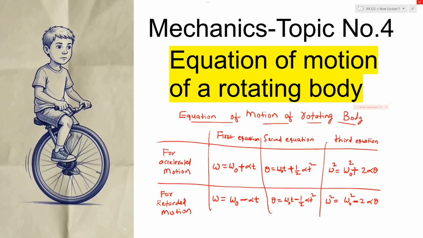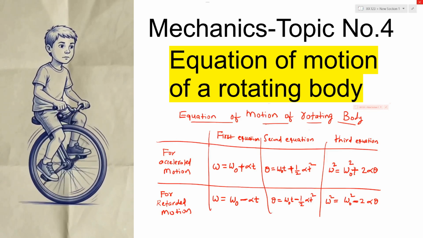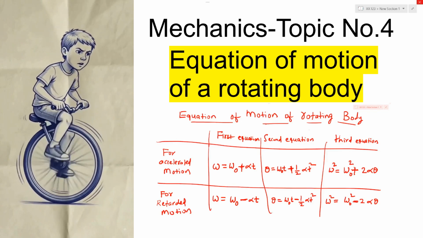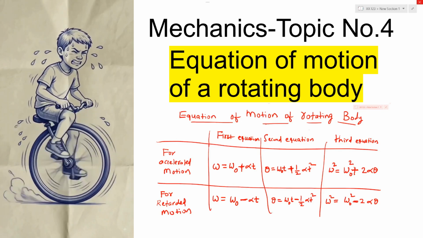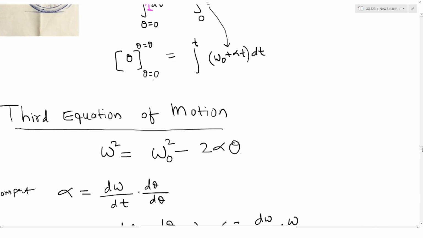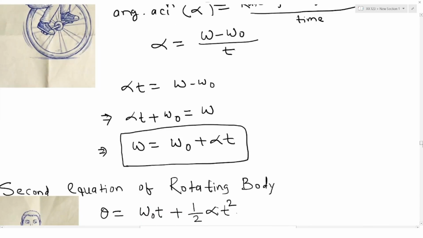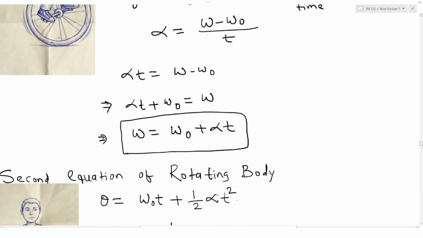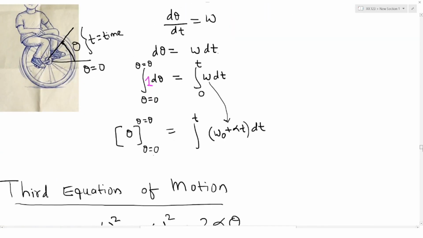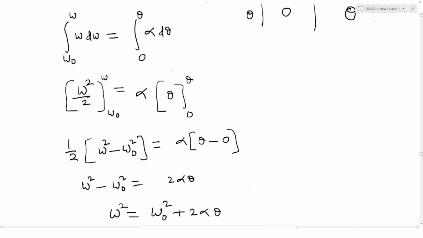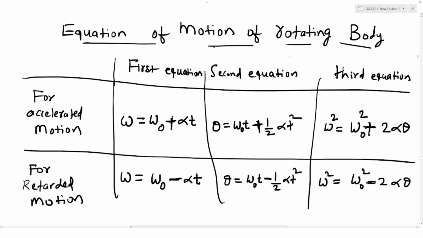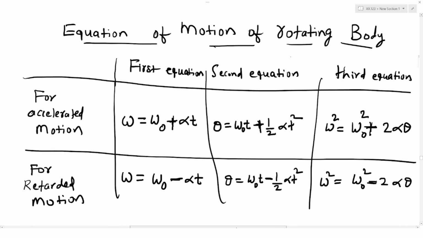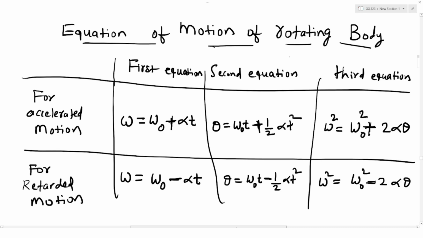Welcome back to mechanics topic number 4. In this video, we are going to discuss the equations of motion of a rotating body, and we are going to derive these three equations of motion step by step along with the theory and with the help of integration, for both accelerated as well as retarded motion. So let's start today's topic, the equations of motion of a rotating body for both accelerated and retarded motion.